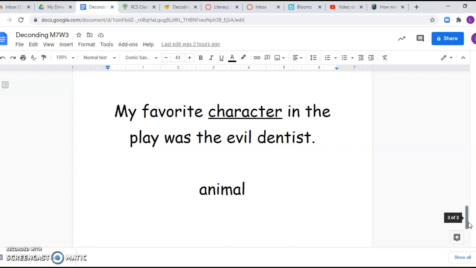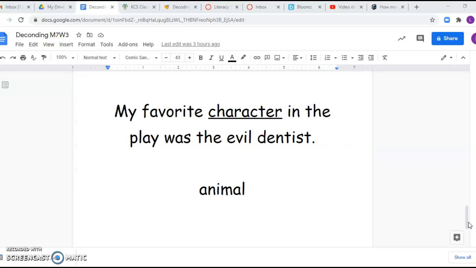I have a sentence here that says, my favorite character in the play was the evil dentist. I'm going to pretend now that I don't know the word character. Let's say I didn't recognize that word and I wasn't sure where to put the emphasis. If I pronounce it with the stress on the second syllable, it doesn't sound right to me. It would sound like character. That doesn't sound right to me.